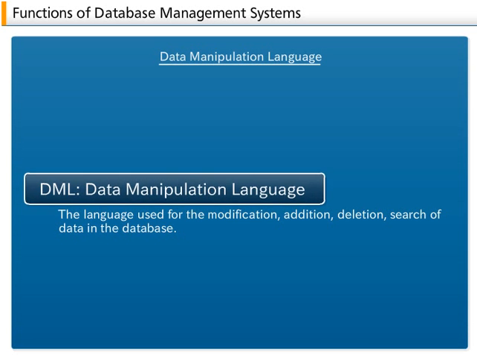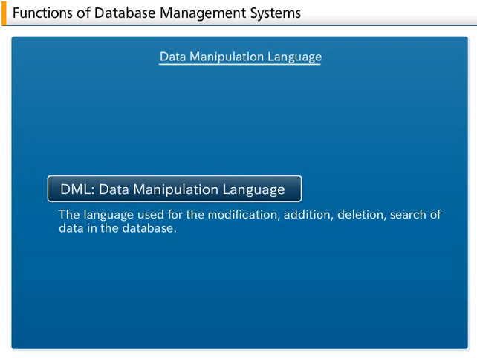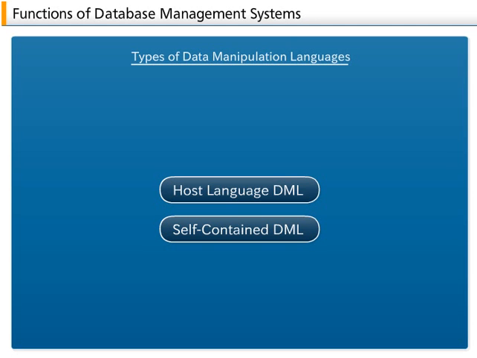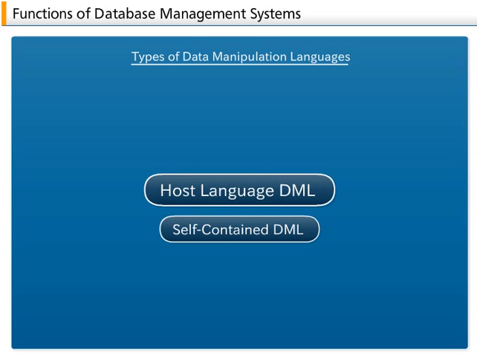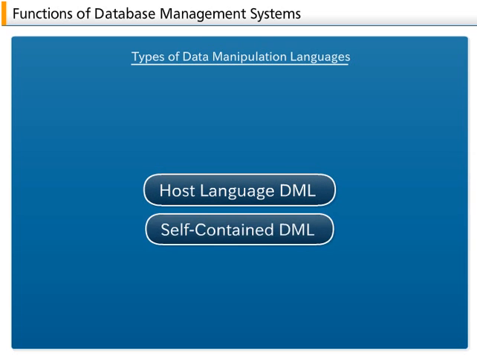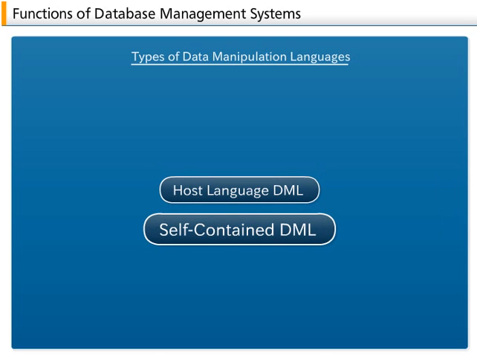B. Database manipulation language. The language used for the modification, addition, deletion, search of data in the database is called DML, data manipulation language. Data manipulation languages are roughly divided into two types: host language DML and self-contained DML.